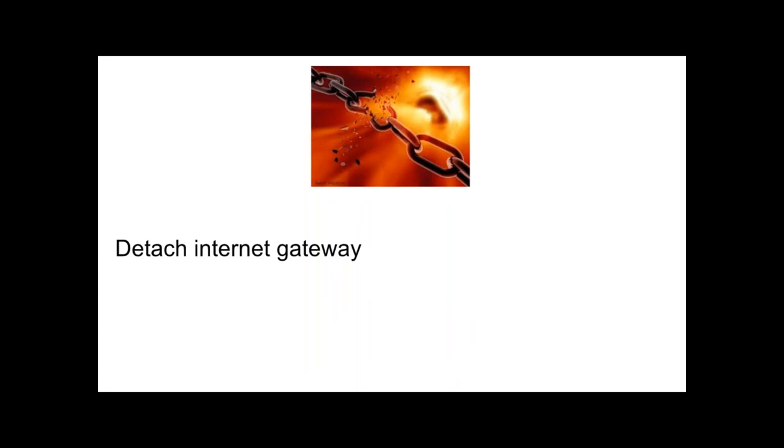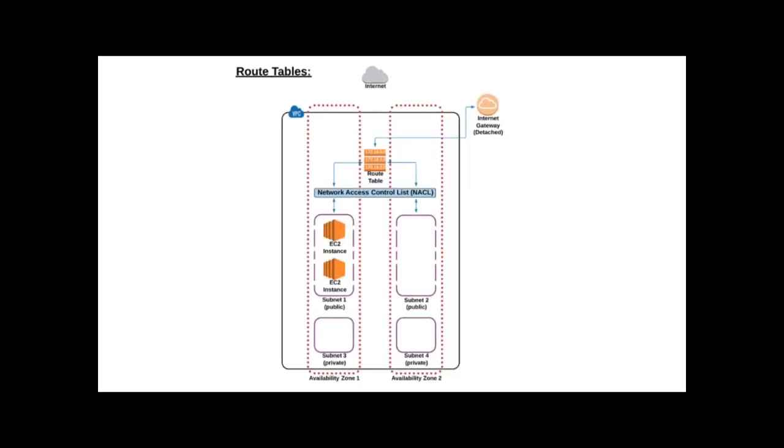Now, there is another thing which we have seen. Whenever we created an internet gateway and it was not connected to any VPC, it was detached, right? So this is called a detached internet gateway. All right. Now, internet gateway is detached. Then what happens? Will the network be demolished?